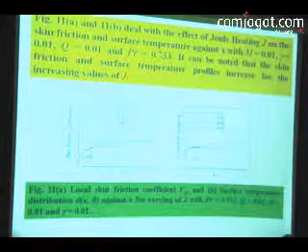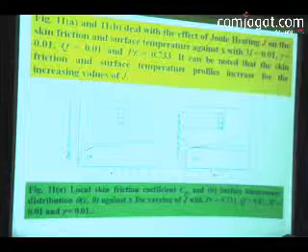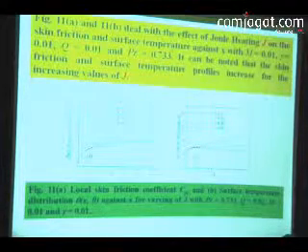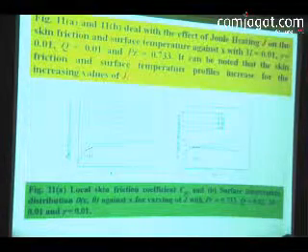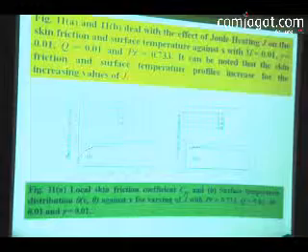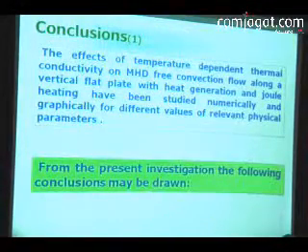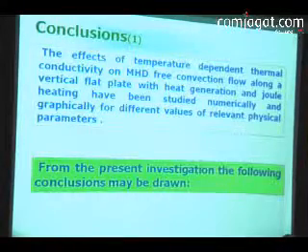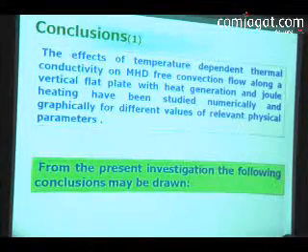Finally, Joule heating parameter. When the Joule heating parameter is increasing, skin friction is increasing, and when the Joule heating parameter is increasing, surface temperature is also increasing. Conclusion: the effect of temperature-dependent thermal conductivity on magnetohydrodynamic heat convection flow along a vertical plate with heat generation and Joule heating is studied numerically and graphically.